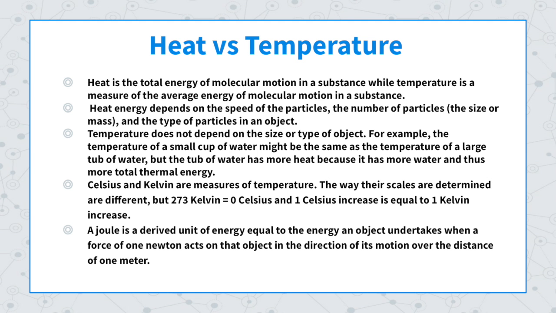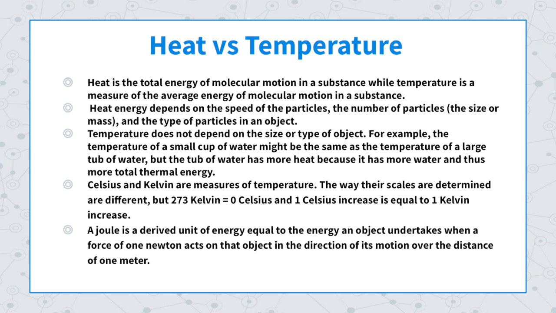Heat is the total energy of molecular motion in a substance, while temperature is a measure of the average energy of molecular motion in a substance. Heat energy depends on the speed of the particles, the number of particles, the size or mass, and the type of particles in an object. Temperature does not depend on the size or type of the particles.